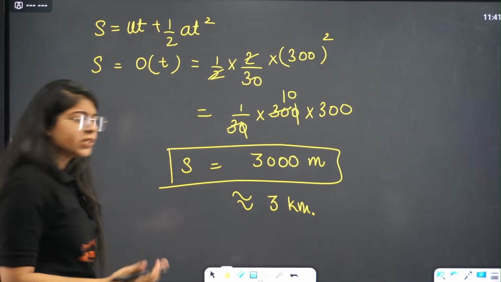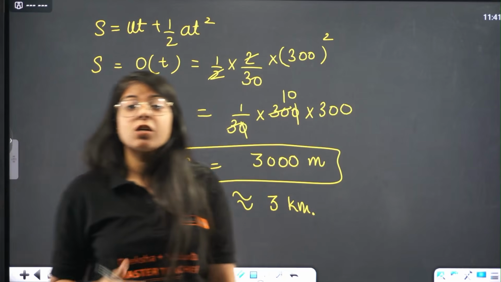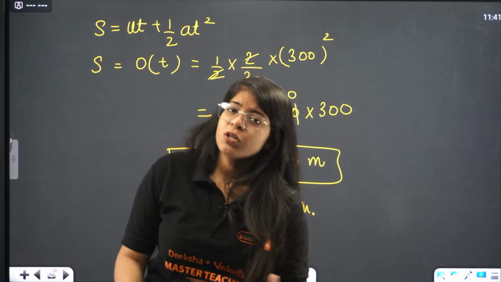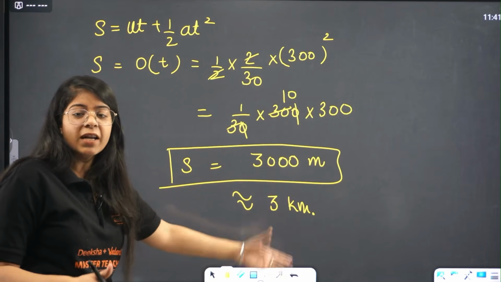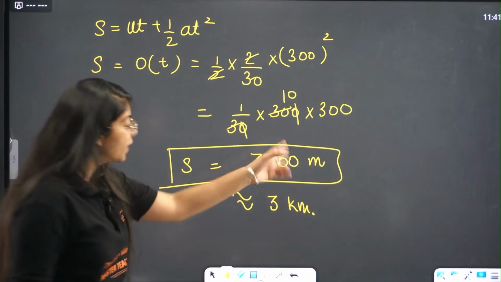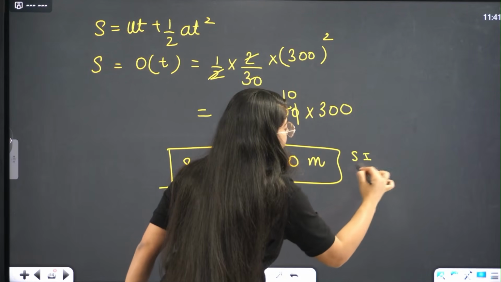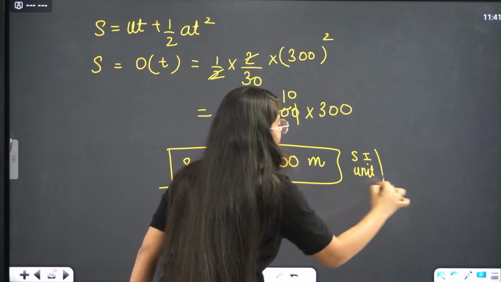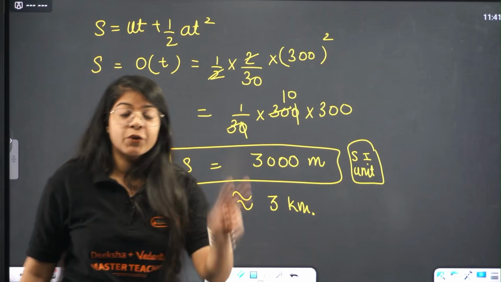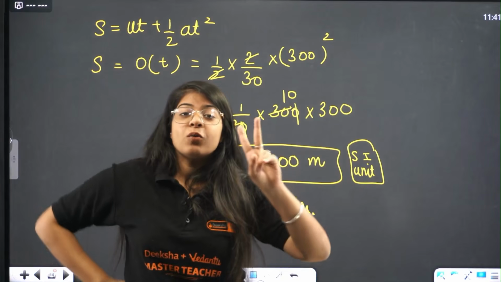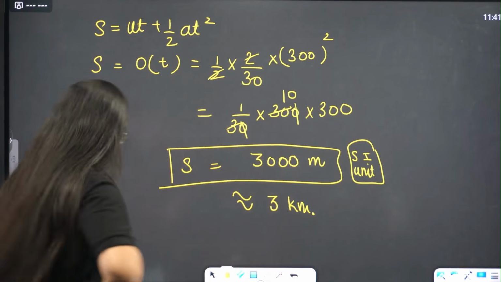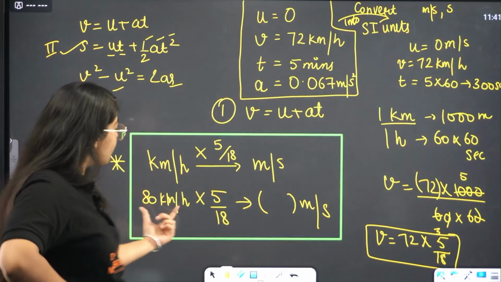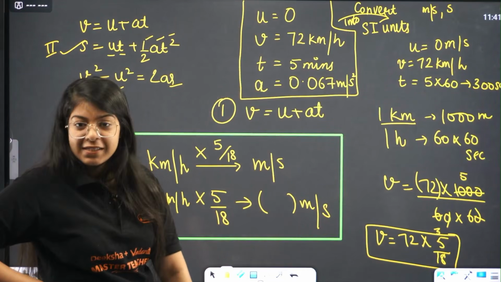They'll mostly ask you to find the answer in meters or kilometers. So use according to that, or you can leave in any of these. 3,000 meters is also correct, 3 kilometers is also correct. But this is my SI unit. Now in the single question, you used two equations. You found acceleration and distance, and we also understood how to convert kilometer per hour into meter per second.